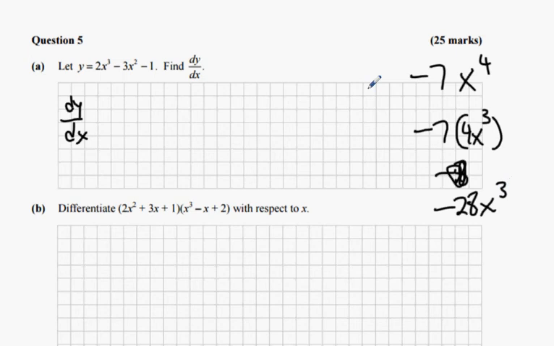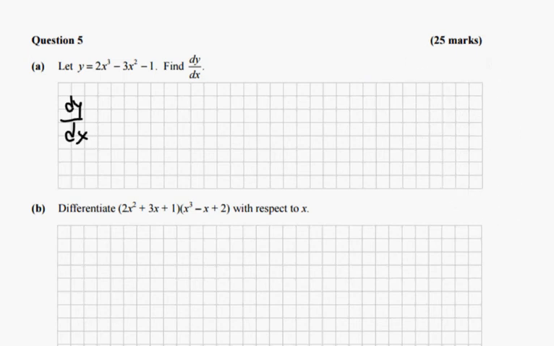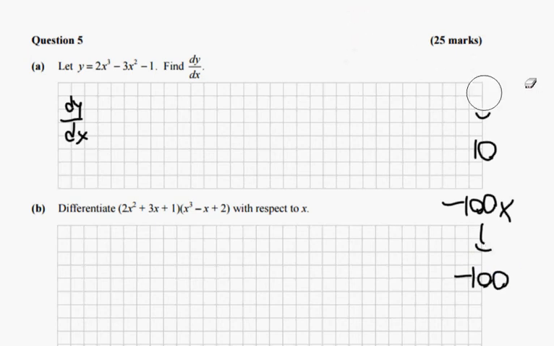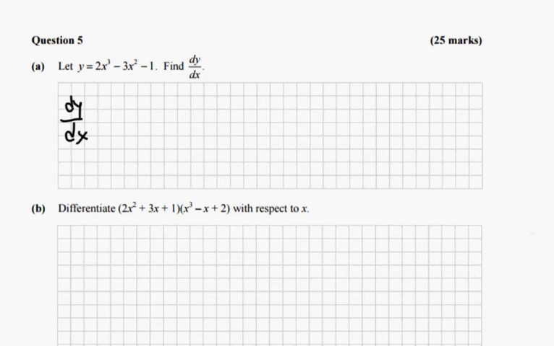Minus 28x cubed. Alright, we're going to apply that knowledge to the question, okay? One last thing, if it's 5x, it differentiates into just 5. If it was 10x, it would differentiate into 10. If it was minus 100x, it would differentiate into minus 100. Perfect. And any numbers on their own turn into 0.